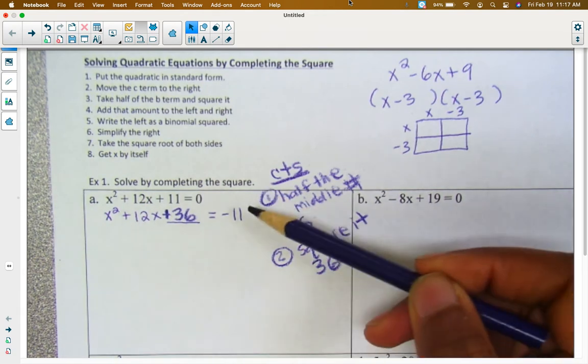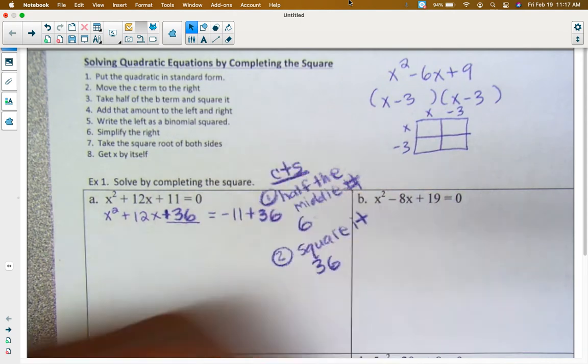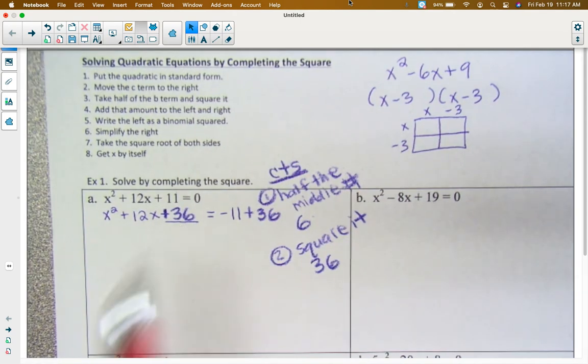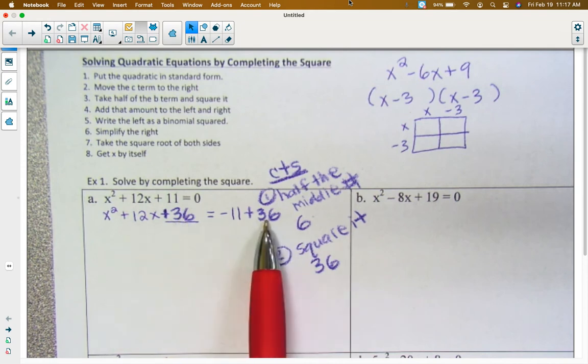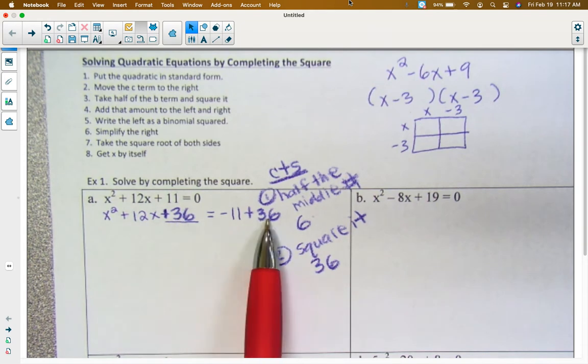And I'm going to add 36 over here. So that's why I encourage you to leave a little space, because we're purposely trying to put a perfect square number in this position. So we added 36 and we added 36. You got to add 36 to both sides because you have to keep your equation balanced. And what you do to one side, you got to do to the other side.